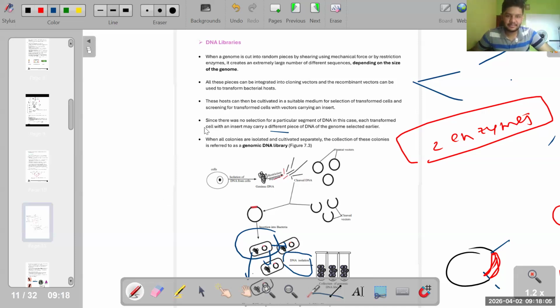So exactly this point is the answer. Since there was no selection for a particular segment of DNA, each transform cell with the insert may carry a different piece. A different piece of DNA means each one of them is genetically unique, which means they are genetically non-identical. Can you see?